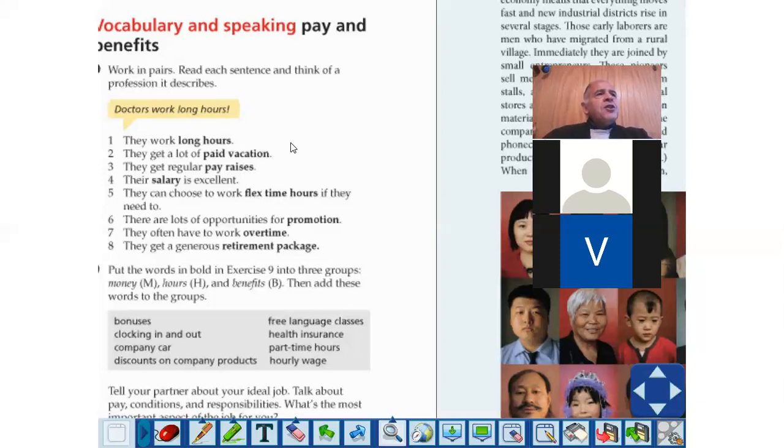Can you mention any job in which there are flex time hours? Who has flex time hours, you think? Sometimes some doctors, because they can work at night. Pilots? Yes, pilots. They decide sometimes when to work. They do not have a fixed schedule.